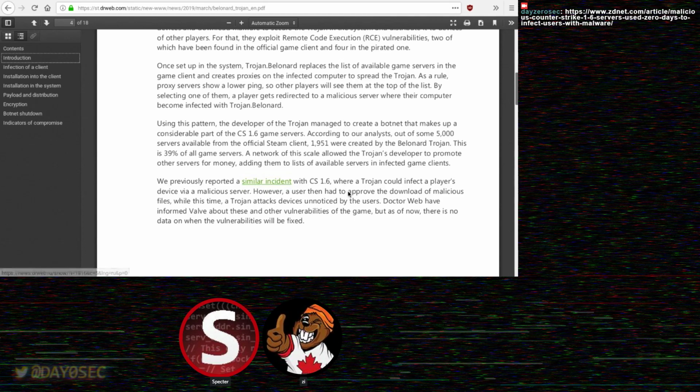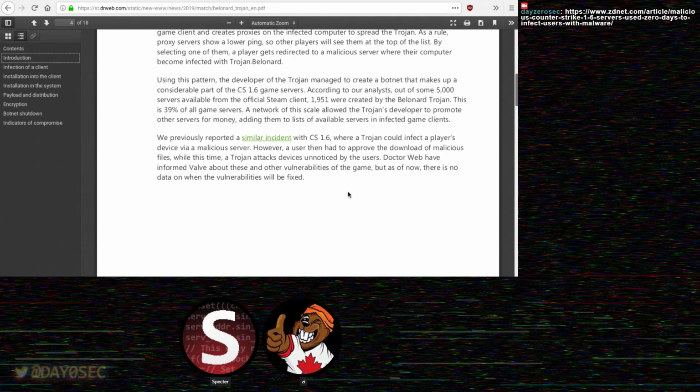Oh, so it refers to a previous one. There was another malware campaign before this too, but it required user interaction, so it wasn't as powerful. I had seen that, so I didn't include it when I was mentioning it, because there's plenty of Trojans for games and stuff.